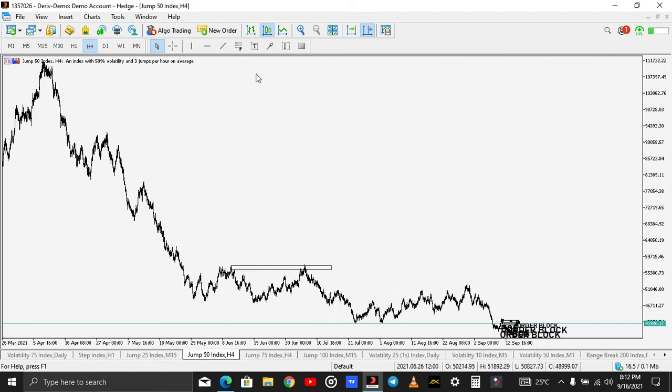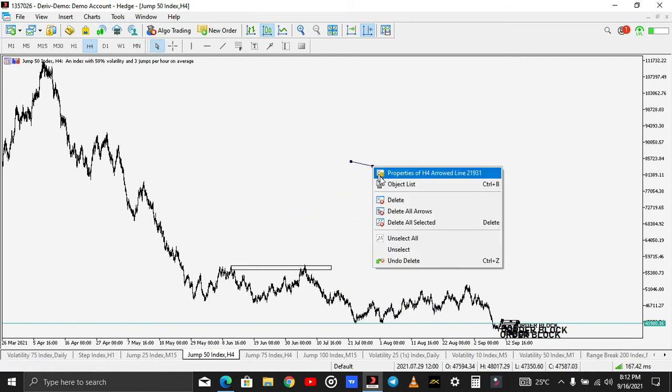The market is still making lower lows. This low is lower than this low, which is lower than this low. And this low also is lower than this low. This low also is still lower than this low. So the market is still in a bearish trend. The general bias of this market is still bearish.